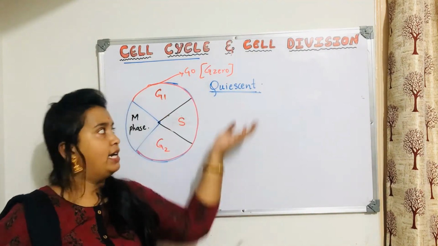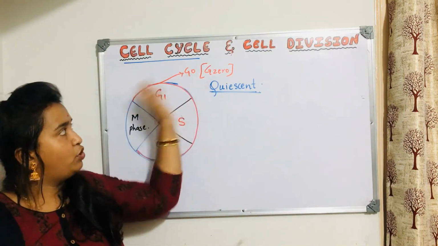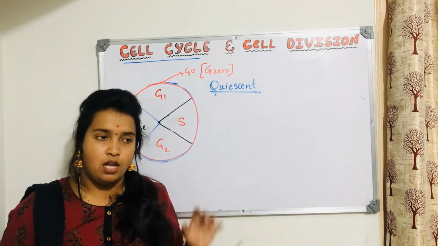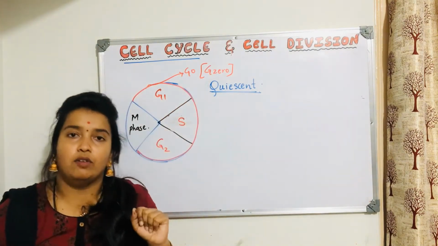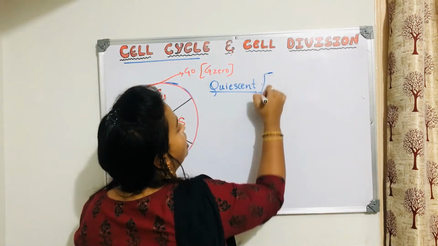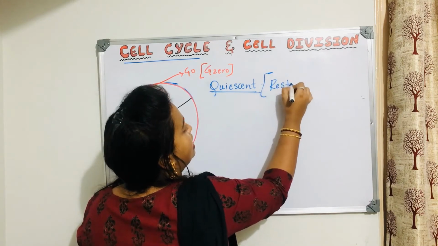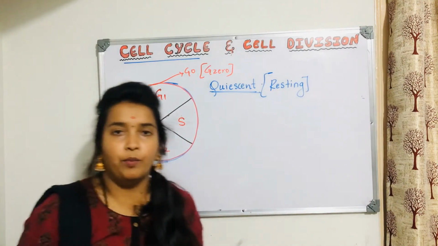Okay, and why is it not included in the cycle? Why is it shown outside the cycle? So we will try to understand this. So this phase actually is the resting phase. What I'm talking about? I'm talking about G0 phase, which is also called a resting phase. Now, what actually happens? I'll tell you.